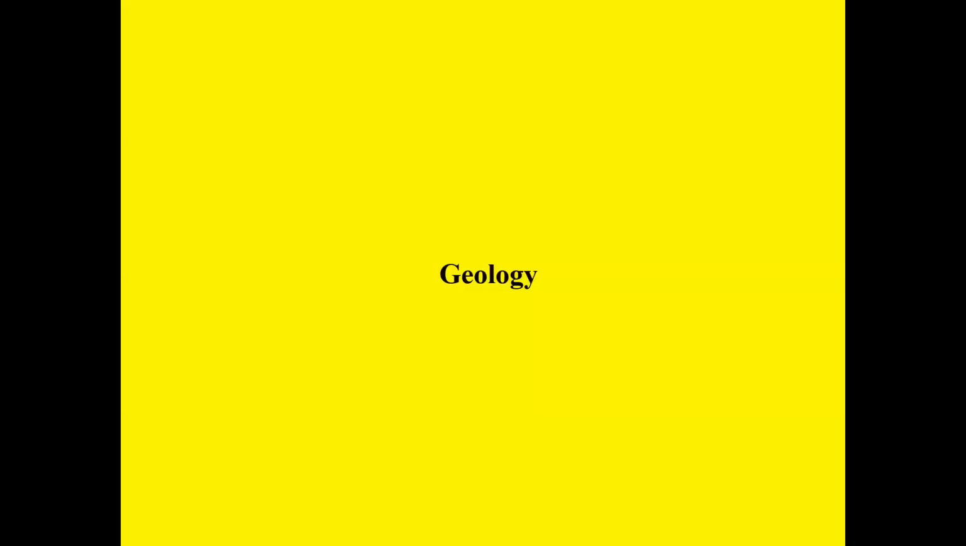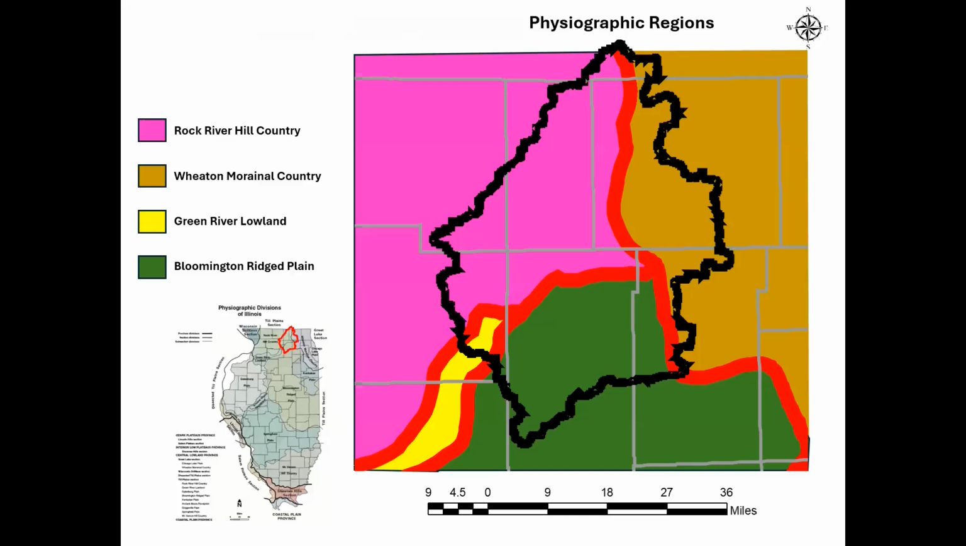So let's first start with the geology of the area. The state's been cut into what we call physiographic regions or zones that have similar geology, land use, and soils. And the Kish watershed falls in four of those. The Rock River Hill Country we'll get to in a few minutes. That's the older Illinois episode glaciation. The Wheaton Morainal and the Bloomington Ridge Plain, the brown and the green on here, are both parts of the last area of glaciation, called the Wisconsin episode.